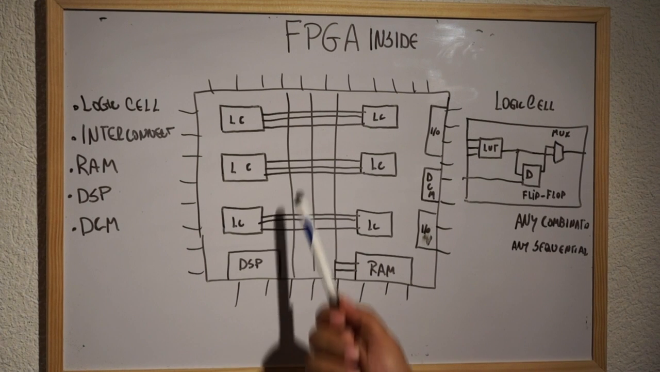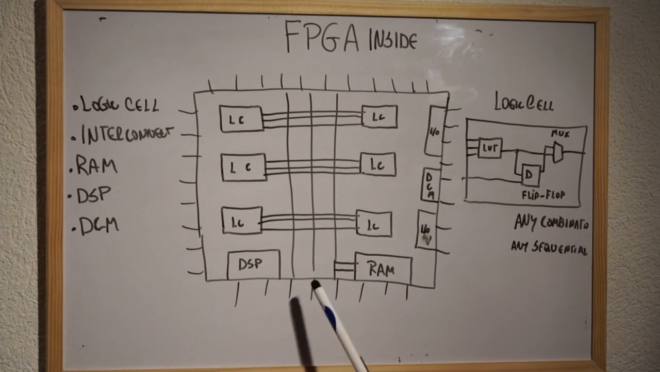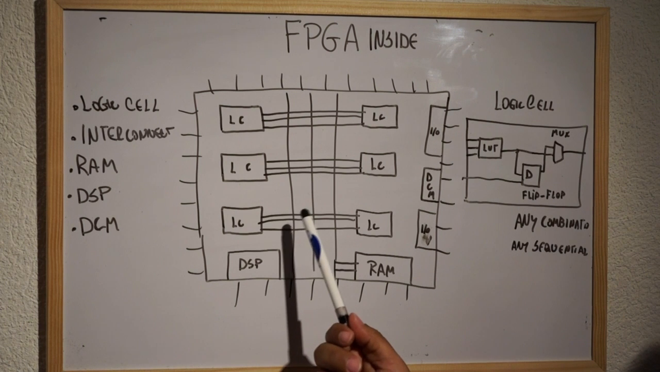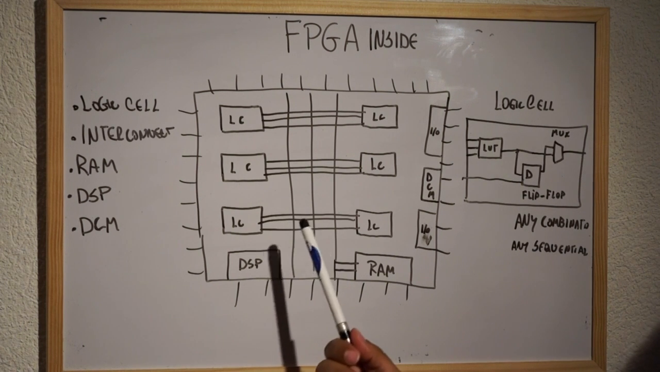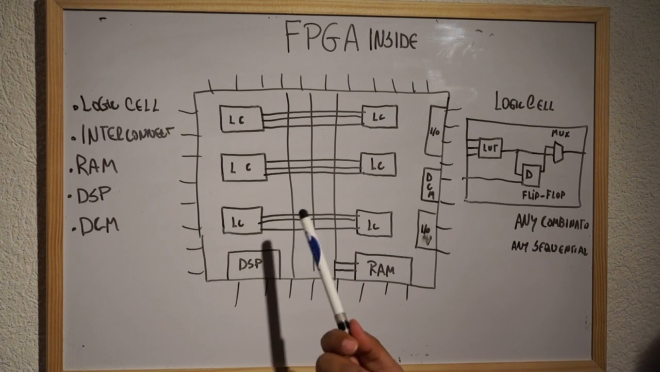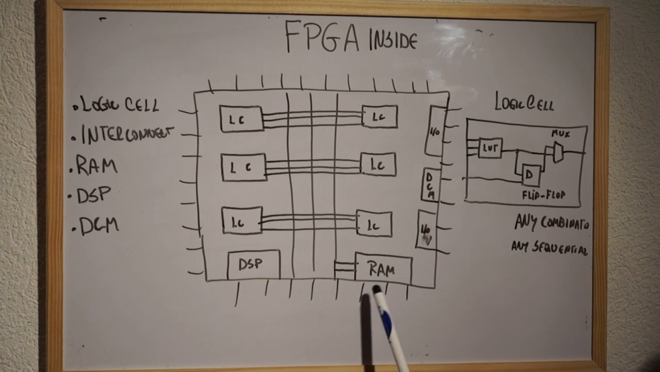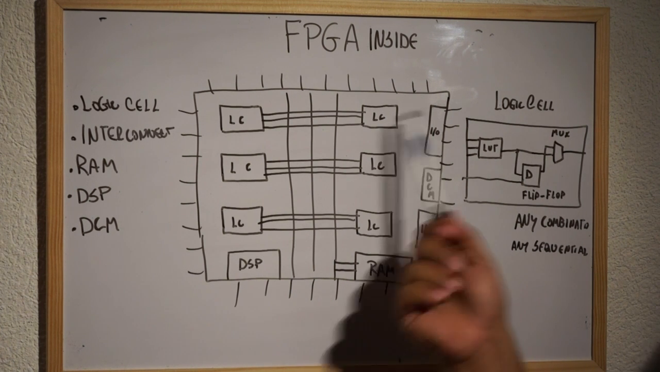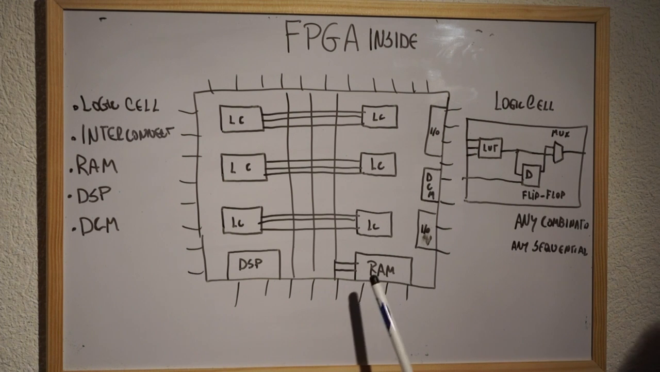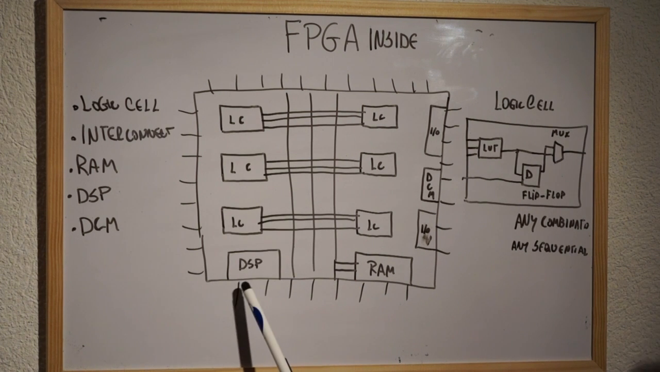Between the logical cells you have interconnects, which are programmable wires that are going to implement the digital function that you want to create. You have block RAMs. Block RAMs are a specialized part of the FPGA that can be used only to create RAMs. This is really useful because sometimes you want to implement RAMs and you don't want to burn your logical cells to do that. You have specialized DSP blocks.